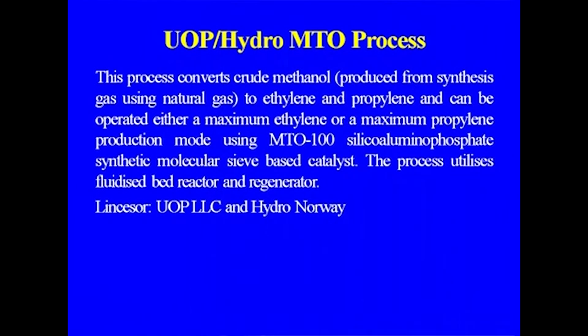EOP hydro MTO process. This process converts crude methanol produced from synthesis gas using natural gas to ethylene and propylene, and can be operated either in a maximum ethylene or a maximum propylene production mode using MTO-100 silico aluminophosphate synthetic molecular sieve based catalyst. Again, this is a proprietary catalyst. The process utilizes a fluidized bed reactor and regenerator. So, this is the EOP hydro methanol to olefin process. The choice depends upon whether we are interested in ethylene or propylene. So, that can be operated in both modes, or it may be 1:1.